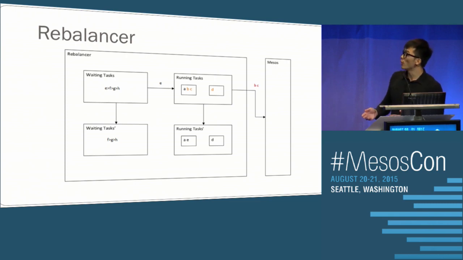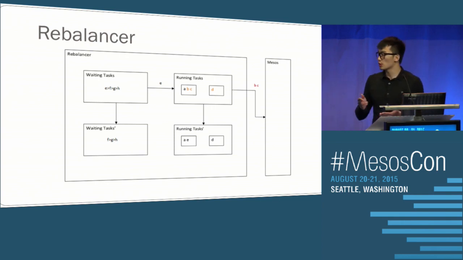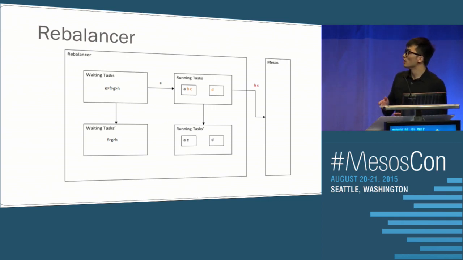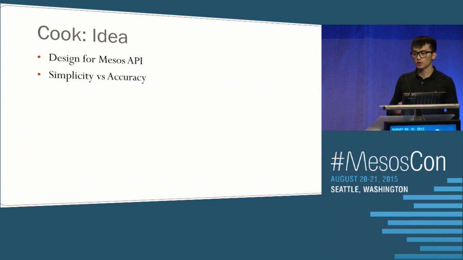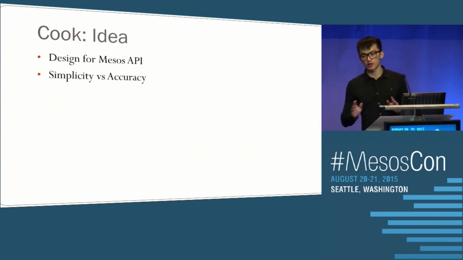And here's a quick example. Trying to schedule E, we look at those two hosts. On the first host we look at BC for preemption, on the second host we look at D, and we decide BC is a better option, so we preempt that and put E on the host. So that's just a quick overview of how things work. It's quite simple.